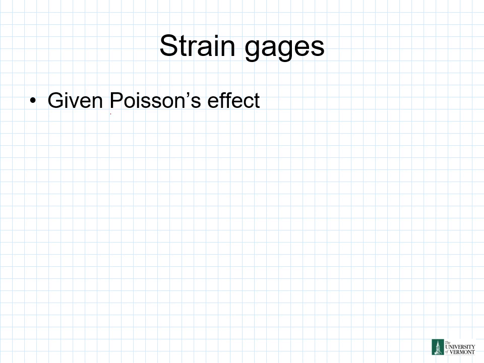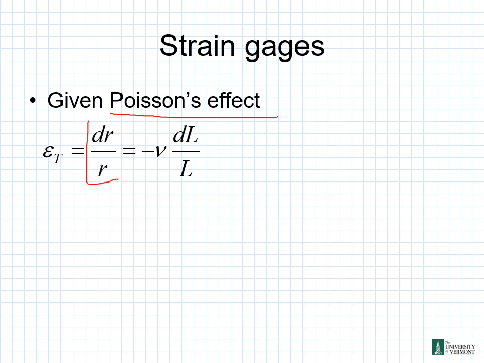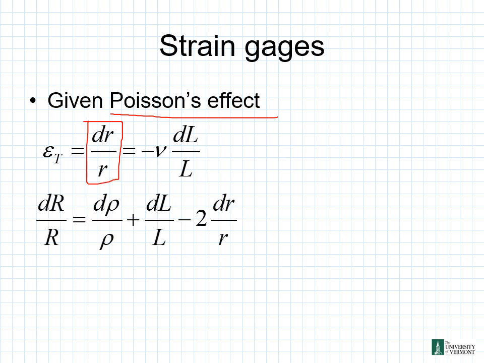So we mentioned that we want to take a look at Poisson's effect. We'll take a look at our governing equation here: epsilon sub t is equal to dR over R is equal to negative v times dL over L. Now we notice that this dR over R appeared in the equation from our previous slide for change in resistance with change in length. So dR over R is equal to d rho over rho plus dL over L plus 2 times dr over r. So now we can sub in this relationship into our dr over r.